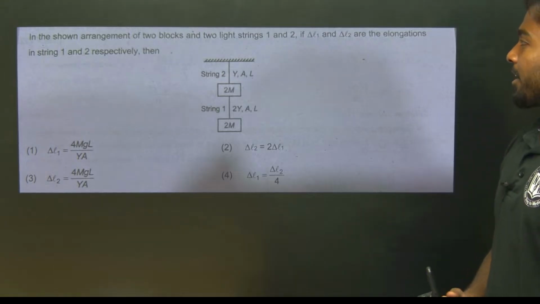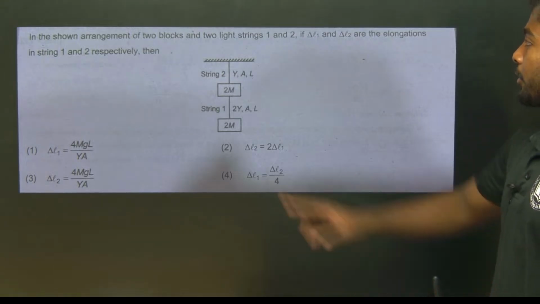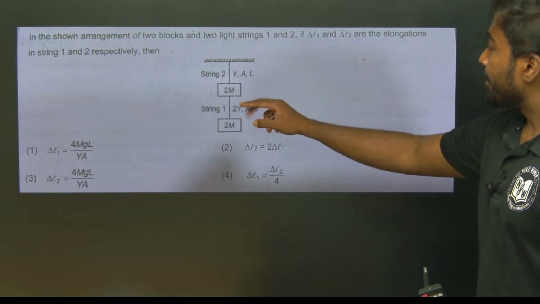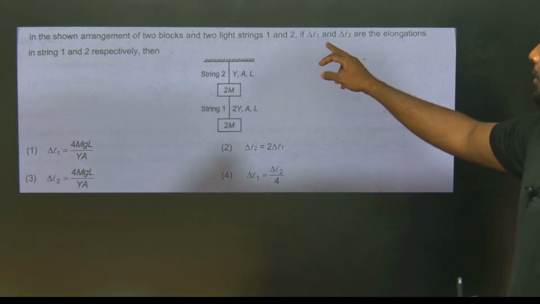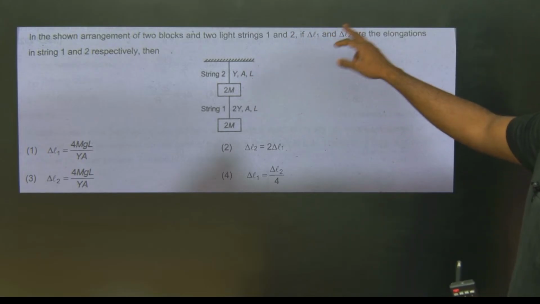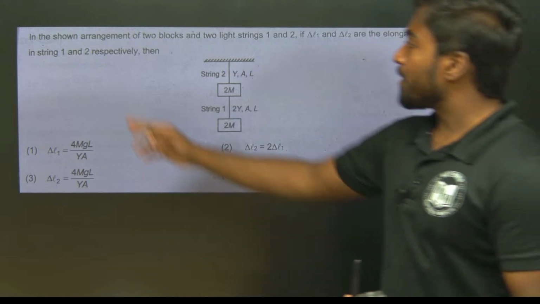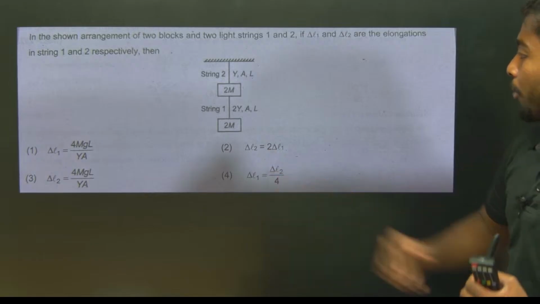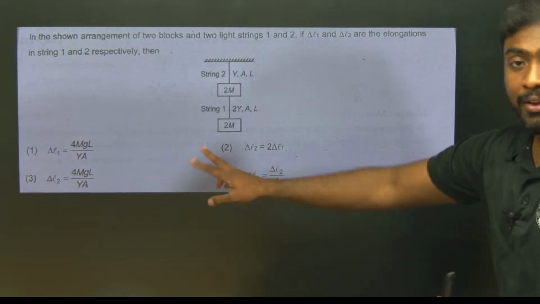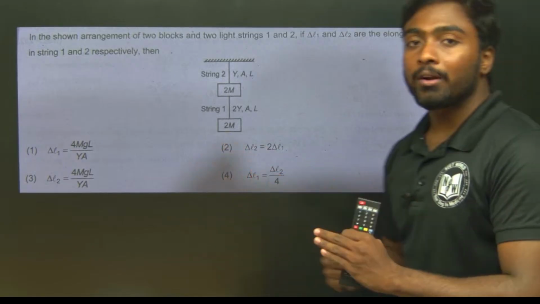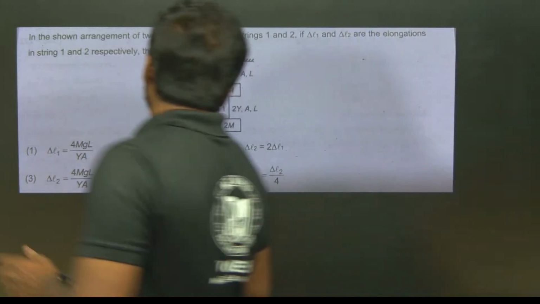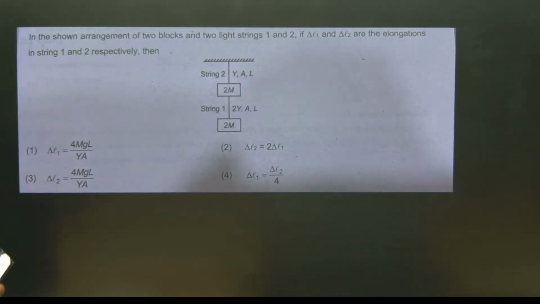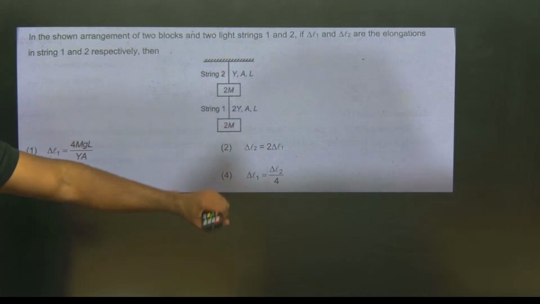In the shown arrangement of two blocks and two light strings 1 and 2, if delta L1 and delta L2 are the elongation in the string 1 and 2 respectively, then which are the correct options? They have given the relation. So first we will find what is the relation for that. So first I will find the string 1.